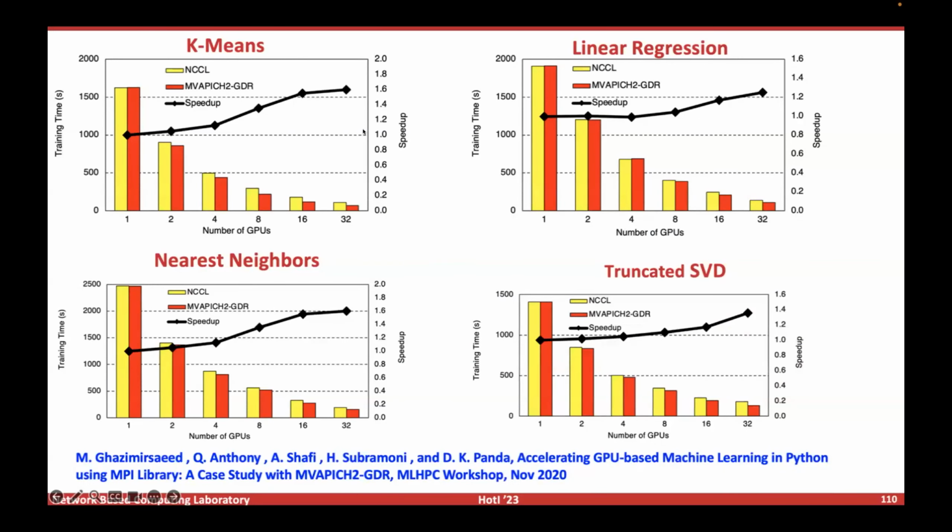I'll just focus on the k-means result. On the x-axis, we have the number of GPUs going from 1 to 32. On the y-axis, we have the training time. The training time is scaling well with the increase in the number of GPUs. On each data point, we have a yellow and a red bar. The yellow bar is the performance when NCCL is used for communication, and the red bar is the performance when MVAPICH2-GDR is used for communication. As you can see, we are seeing around 1.6x speedup compared to NCCL on 32 GPUs. And then we also see similar trends for other machine learning algorithms.